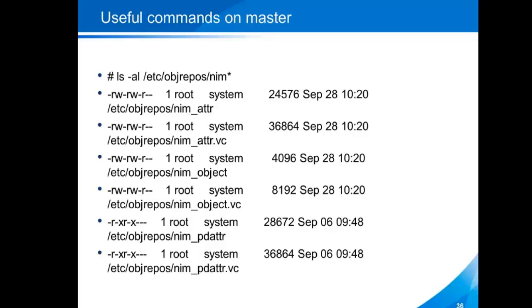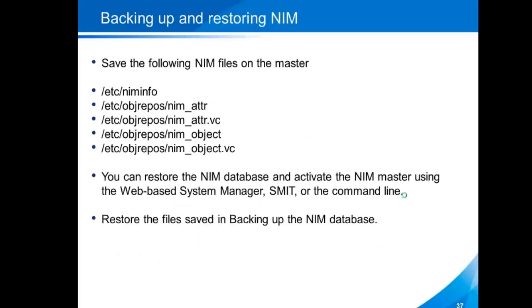If we look in objrepos and we look for NIM star, you'll see there's a number of NIM objects in there. That becomes important when we start to want to back up and restore NIM. Take a mksysb of the NIM server and you'll get all of this. But just in case you corrupt your NIM database, and speaking as one who's rebuilt NIM many, many times and gets bored with it very quickly, saving these databases is actually quite useful. Every couple of weeks I'll take a copy of these files onto another server, or I may tar them up and just drop them down to my PC in case something happens and I lose all my NIM information.